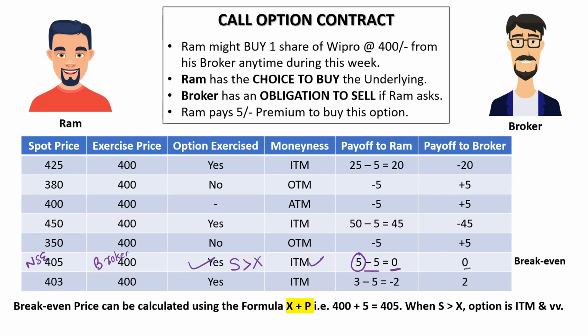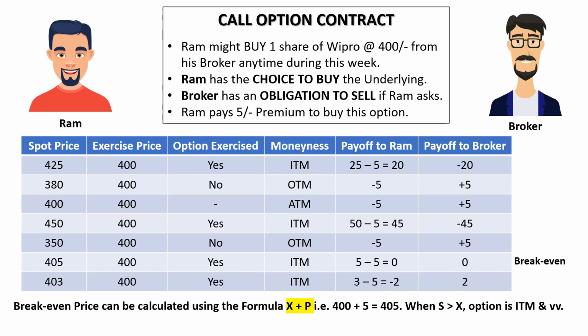If it is 0 for you, it is also 0 for the broker. And we say that this is the break-even price. So the price of 405 rupees is known as the break-even price. That means at this price, nobody is going to make a profit. Nobody is going to make any loss. Even if the option is at a break-even price, it is still an in the money option. So always keep this in mind. If we are at the break-even price, the option is still an in the money option.